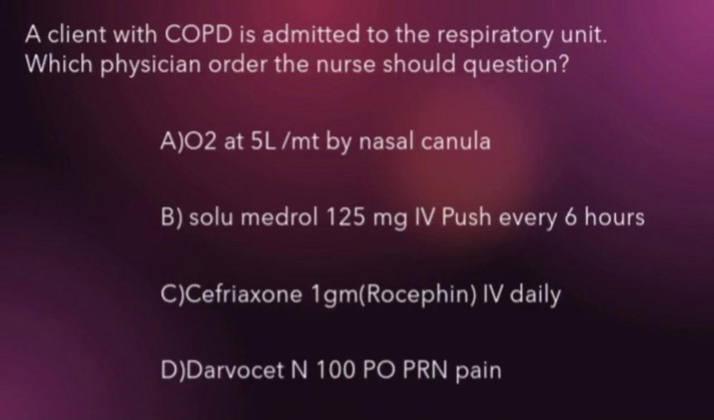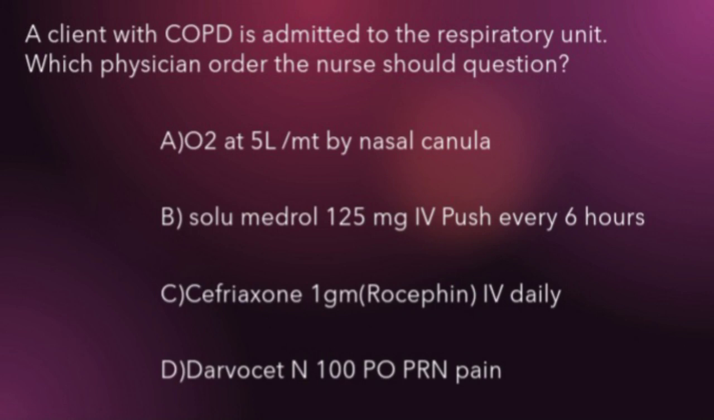Clear? A client with COPD is admitted to the respiratory unit. Which physician order should the nurse question? Option A, O2 at 5 liters per minute by nasal cannula. Option B, Solumedrol 125 mg IV push every 6 hours. Option C, ceftriaxone 1 gram, that is Rocephin IV daily. Option D, Darvocet N 100 PO PRN pain. Correct answer is option A, O2 at 5 liters per minute by nasal cannula.